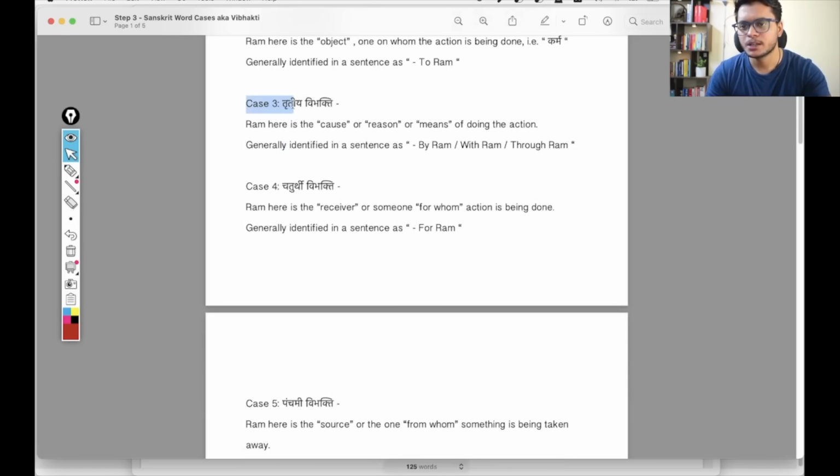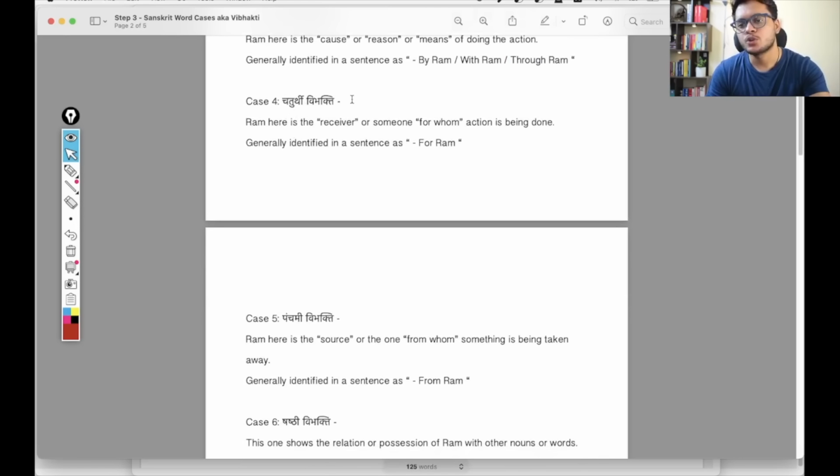Then case 3, Tritiya Vibhakti, Ram here is the cause or reason or means of doing the action. So chef cuts the vegetable with the knife. So that knife is the instrument or the means through which chef is able to cut the vegetable. And in addition to this, whenever you want to convey something like with or without, so in these situations also, you take the noun in third case, that generally identified in a sentence as these keywords: by, with, through. So whenever you have a doubt in Sanskrit text, you can always translate in English and you can see if this is the sense that you are getting, by, with, through, then the noun probably is in third case.